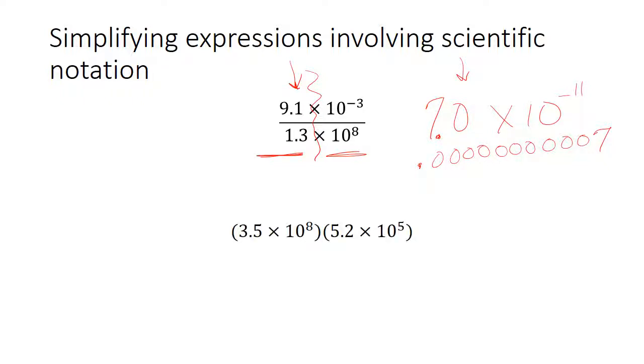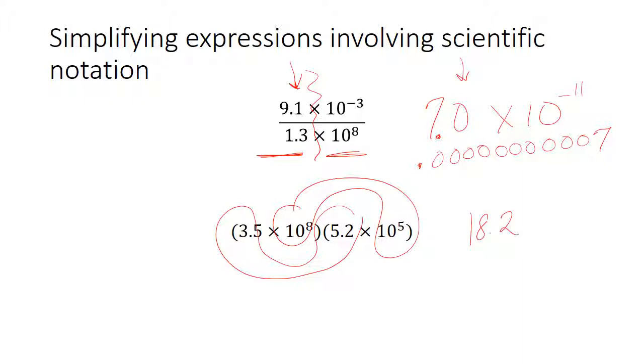Now if we're multiplying, it's going to be the same thing. I'm going to take these and then I'll take those. So 3.5 times 5.2 is going to give me 18.2. Keep my times 10. Now my tens, my base stays the same. I add my exponents, so I'm looking for 8 plus 5, which is 13. So this would look like, not counting those, 1, 2, 3, 4, 5, 6, 7, 8, 9, 10, 11, 12, 13, 14. So that is a very big number, right?